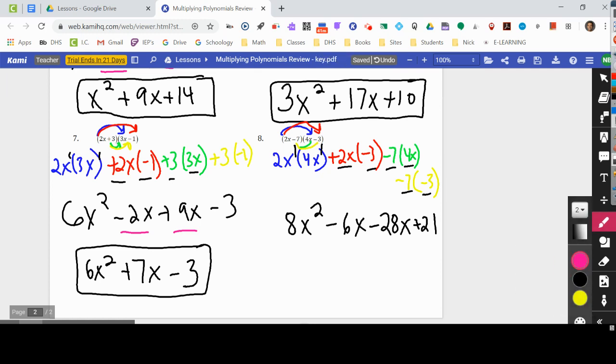And last but not least step here, we can combine these like terms. Again, I'm dealing with negatives. Just punch it in as you see it. A negative 6 minus 28.